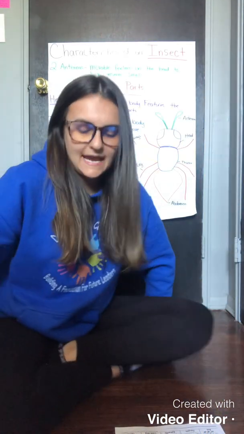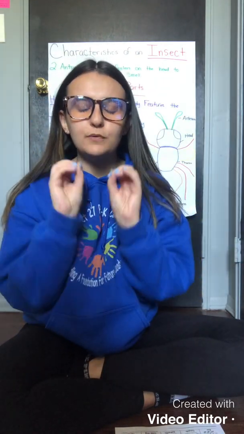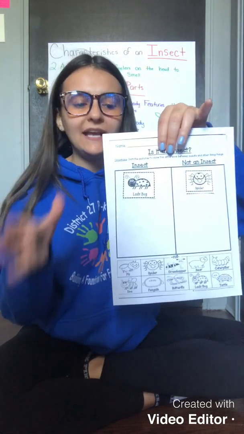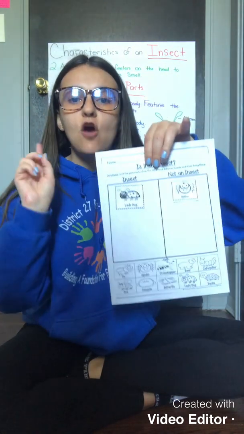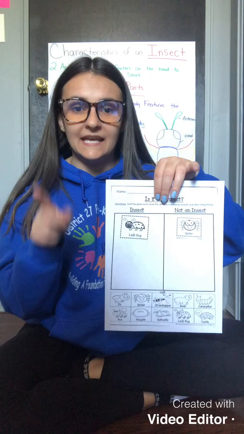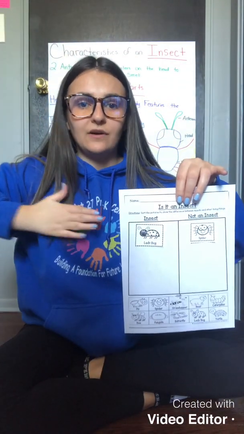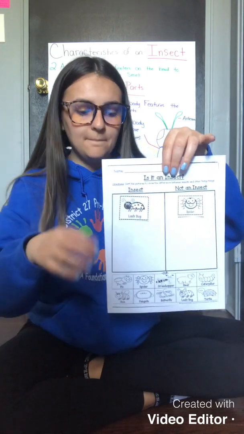So at home today, with your glasses or goggles to become a scientist, I want you to look super duper close at the images on the bottom to check if they are an insect or not an insect. Remember the characteristics of an insect: 2 antennas, 3 body parts, so a head, a thorax, and an abdomen at the bottom.